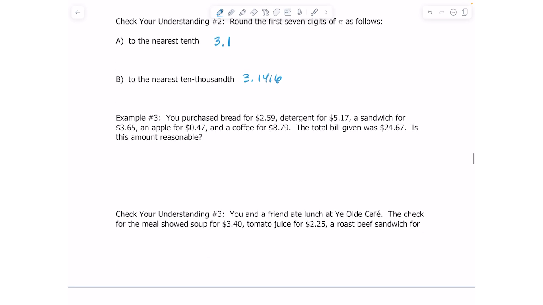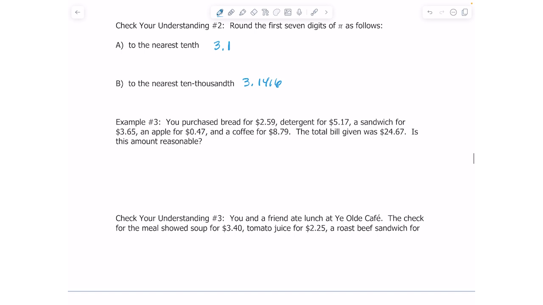Let's look at another example, and we can see where this would be useful. You purchase bread for $2.59, detergent for $5.17, a sandwich for $3.65, an apple for 47 cents, and a coffee for $8.79. The total bill given was $24.67. Is this amount reasonable?